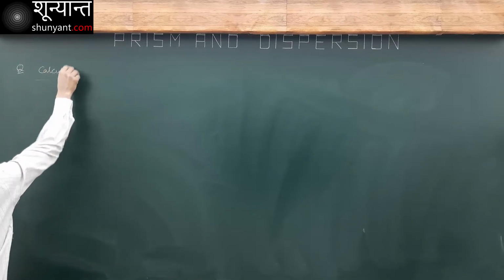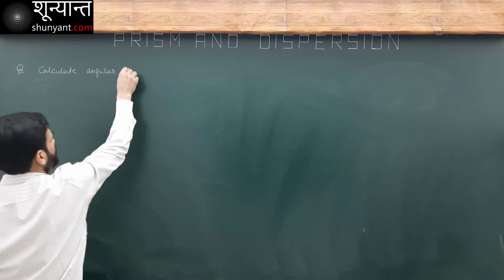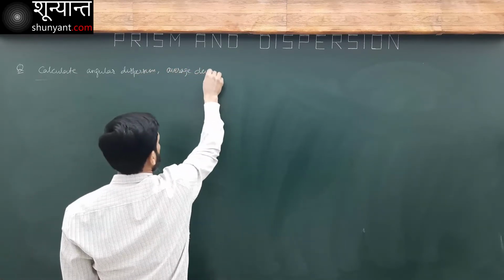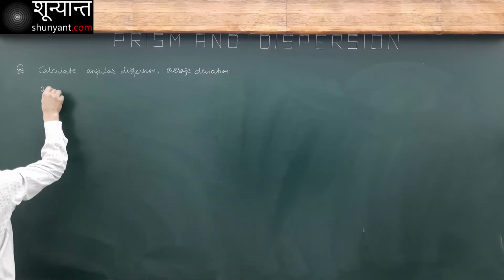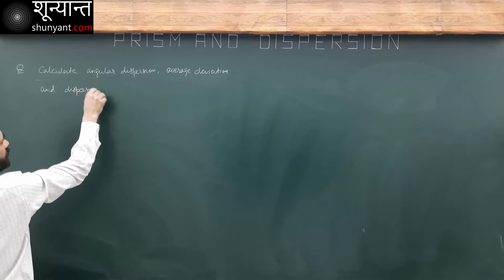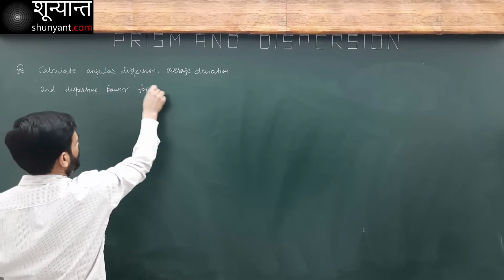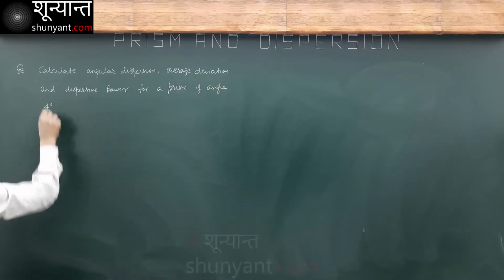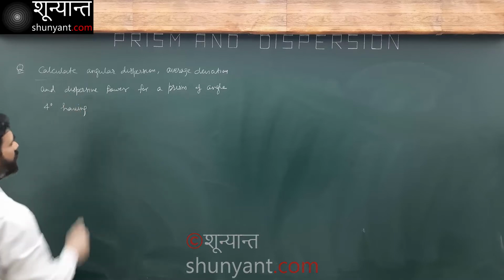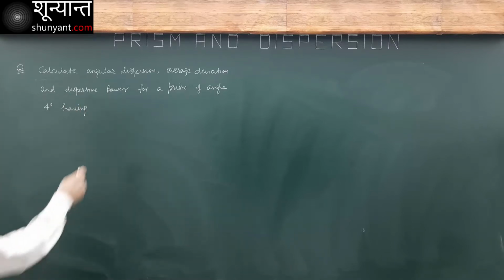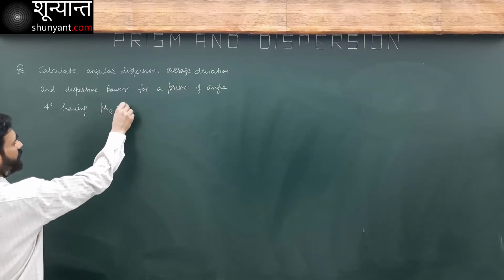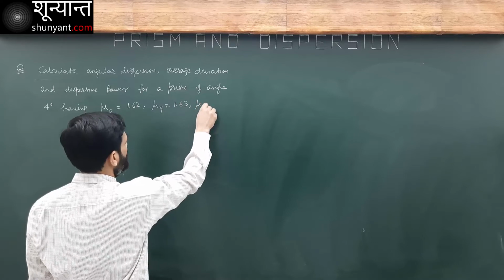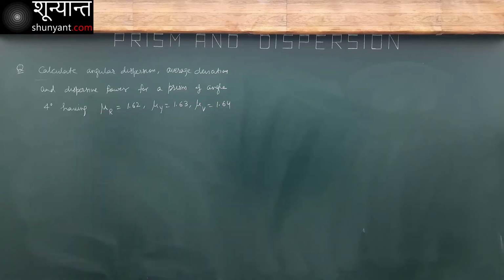Okay, calculate angular dispersion, average deviation, and dispersive power for a prism of angle 4 degree, having mu r equal to 1.62, mu yellow 1.63, and mu violet 1.64. Okay, find it.